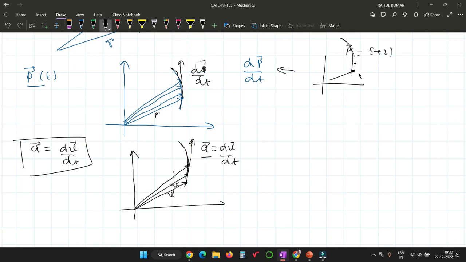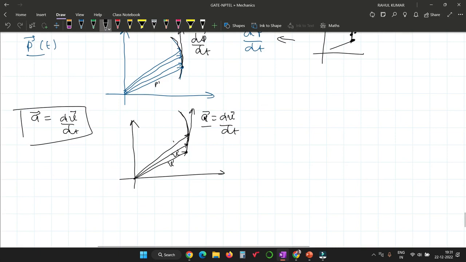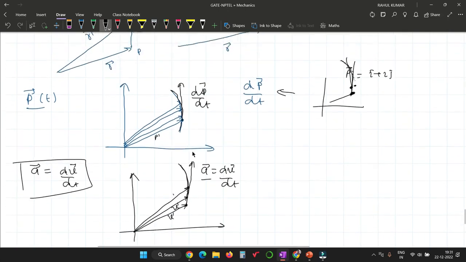Now you want to determine what is the direction of dp by dt at this time. You have to do nothing, you just have to draw a tangent at this point, like this. That's what I am trying to say. But here you do not have to confuse. I'm not saying that acceleration is tangential to the path, because this is not the path.